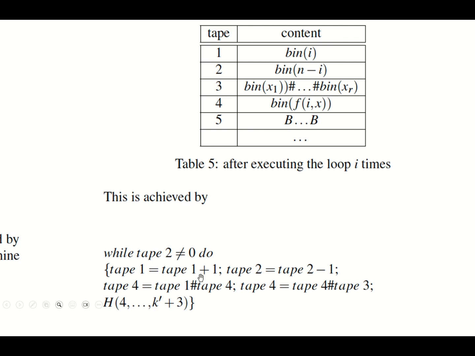Tape 1 becomes tape 1 plus 1, so I'm incrementing tape 1. Tape 2 becomes tape 2 minus 1, so I'm decrementing tape 2. Tape 4 becomes tape 1 hashtag tape 4, meaning I'm taking this guy here, initially it will be 1, and putting it in front of this guy. Then tape 4 becomes tape 4 hashtag tape 3, and then I'm applying h.